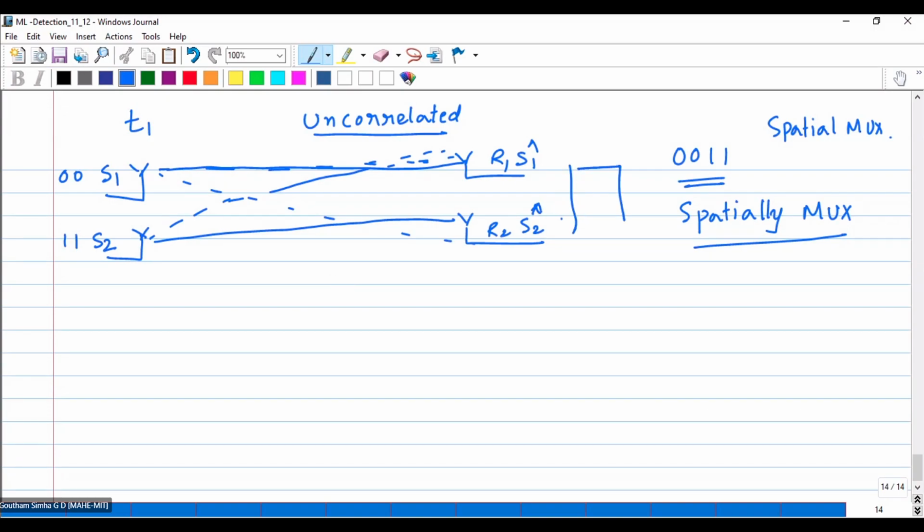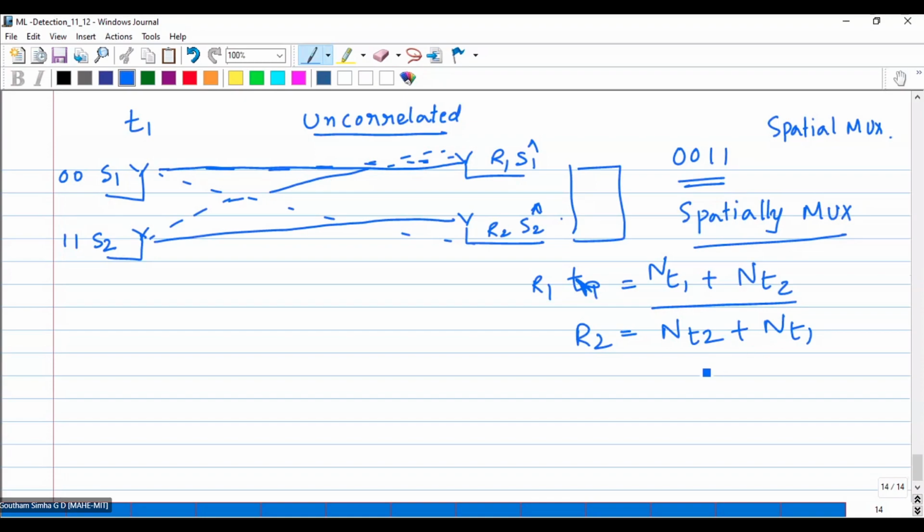Now the combining here is, at time t1, what is happening from transmitter 1, this is NT1, plus NT2 at time t1 only. What is happening at receiver 2? This is at receiver 1. I will write it at receiver 2. This is NT2 plus NT1. Both symbols are transmitted. This will give you a multiplexing gain. That is nothing but your power gain, it is also termed as the array gain.